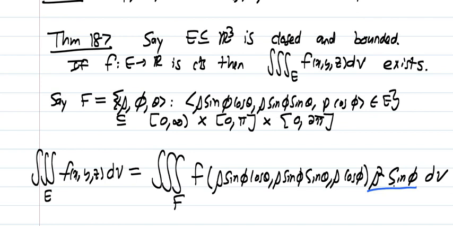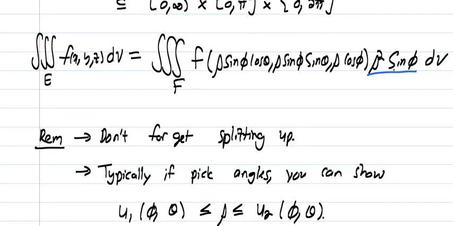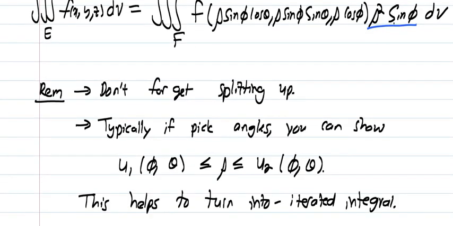So the Jacobian is rho squared sine phi dV. Using the transformation theorem, you can go from a triple integral in rectangular coordinates to a triple integral using spherical coordinates. Very important: don't forget our previous tricks from before, that sometimes splitting up is good to do.